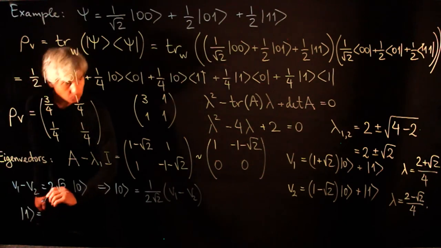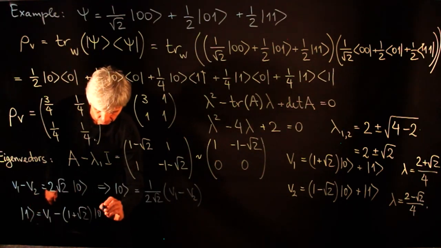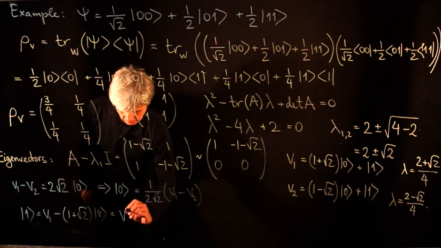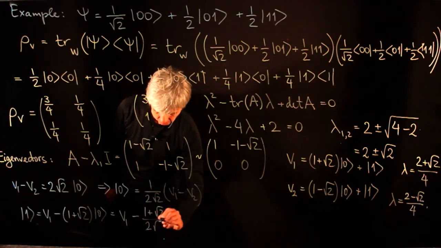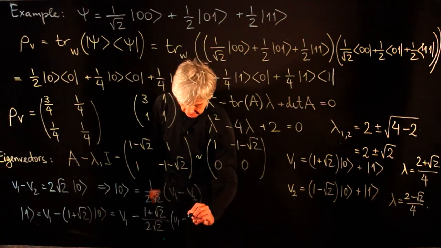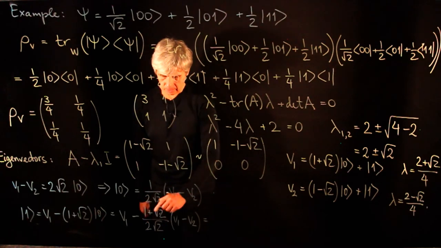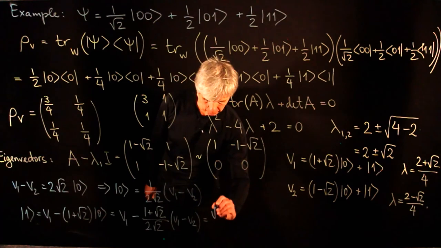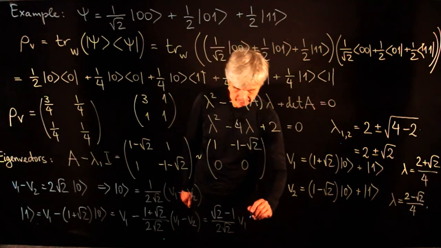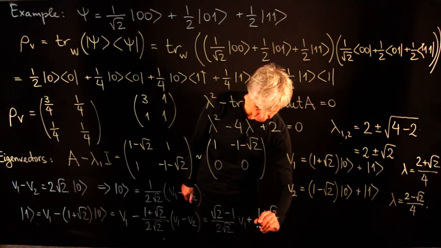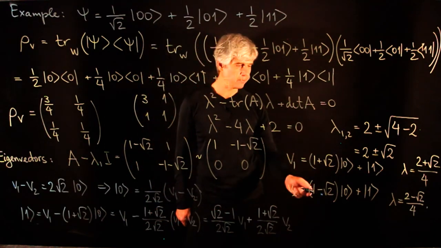So 1 is equal to V1 minus 1 plus square root of 2 times 0. But for 0 we have this expression, so what we get is V1 minus 1 plus square root of 2 over 2 square root of 2 times V1 minus V2. Or, if we bring this together, this becomes root of 2 minus 1 over 2 square root of 2 V1 plus 1 plus square root of 2 over 2 square root of 2 V2. And so now we expressed standard basis vectors in terms of eigenvectors V1 and V2.